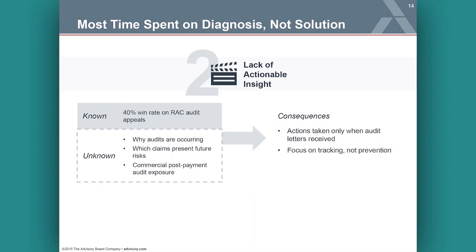Similarly, on the compliance side of the page, another group winning 40% of their RAC audit appeals, what they really needed to know in order to push that audit appeal rate up was why are audits occurring, which claims present future risk, and what are other commercial post-payment audit exposures if we're getting audited like this by the RACs. To get to the bottom of that, this group was just kind of caught chasing their tails. They were only taking action when audit letters were received. They were focusing on tracking, not prevention.